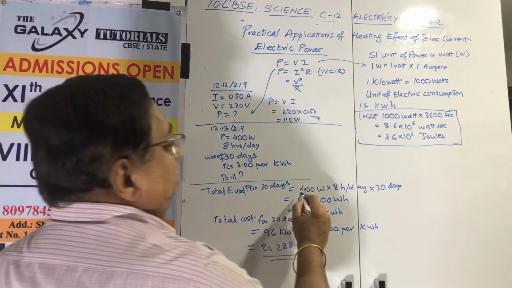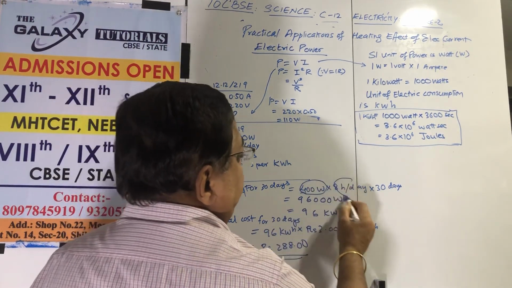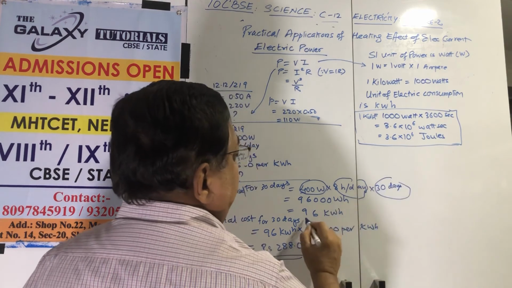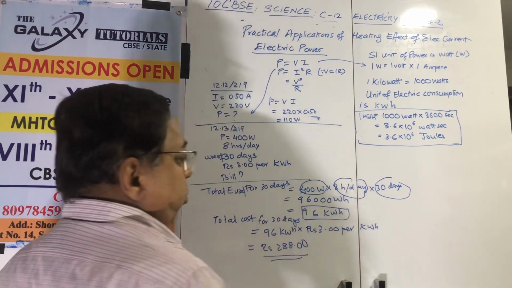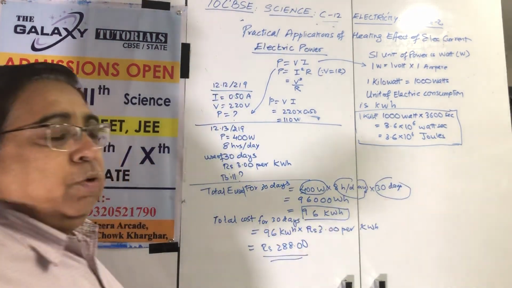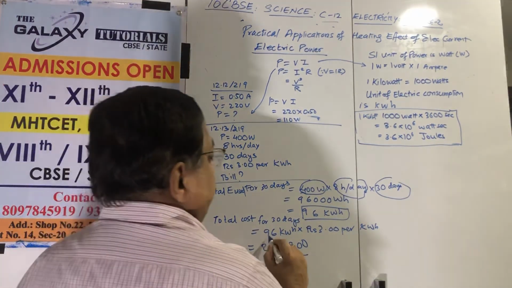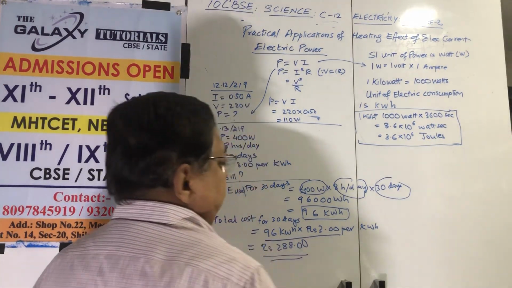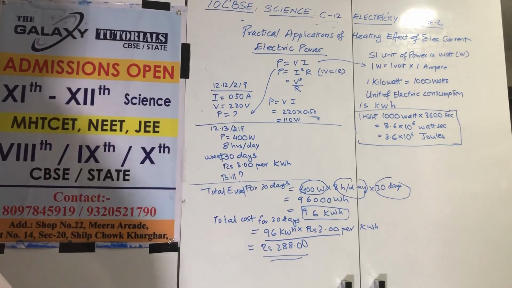So, what is the power per day? How much you are using? How many days you are using? Divide by 1000 and first find kilowatt hour, because your bill comes in kilowatt hour, the commercial unit. This you multiply by whatever rate is given, and you will get the electric bill.